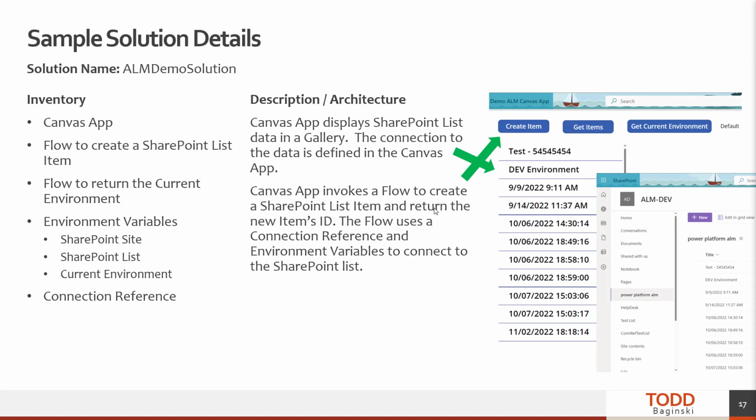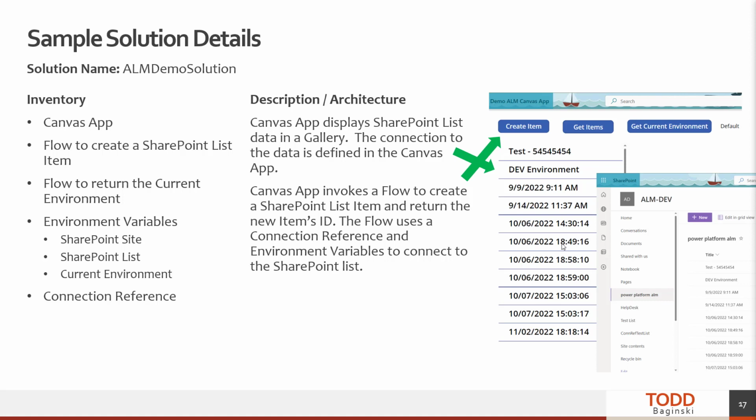So when I open the app, the code that populates this gallery automatically runs, and the gallery is populated. I can then click Create Item to make a new item in the SharePoint list and go to the SharePoint page and refresh it and validate it's there. And then I can click Get Items here, which just refreshes this data source in the gallery, and I can see the new item created. And we'll see that in a little bit here. So that's the second thing that we do.